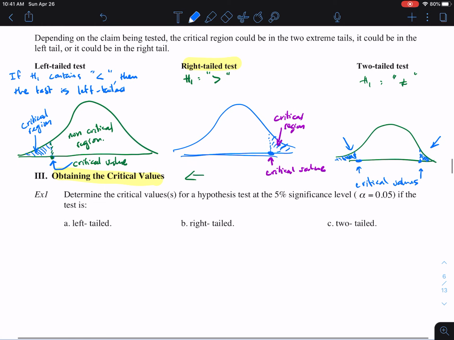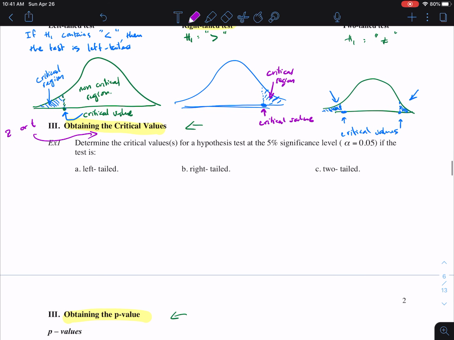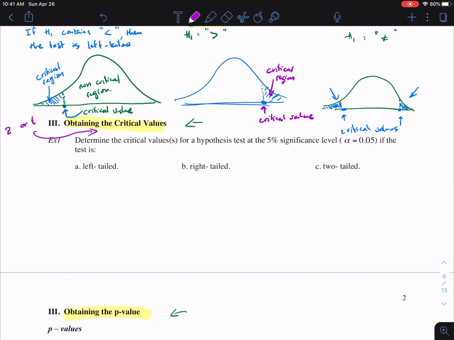Okay. Now let's look at an example of how to find critical values. We're gonna make a note that the critical value can be z or t. For proportion hypothesis testing, we're gonna use z critical values, and if it's mean hypothesis testing, then we're gonna use t critical values. So this is saying to determine the critical values for a hypothesis test at a 5% significance level. This is the probability of making a type 1 error. This is the probability of rejecting a true null hypothesis.